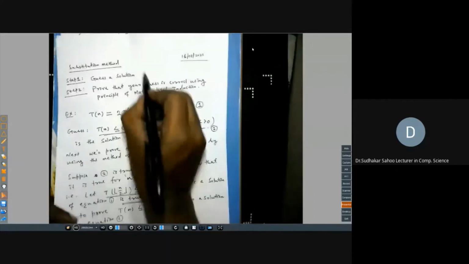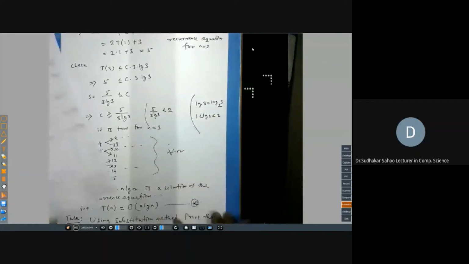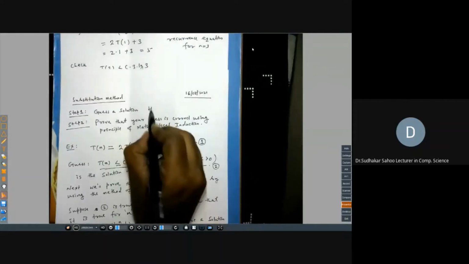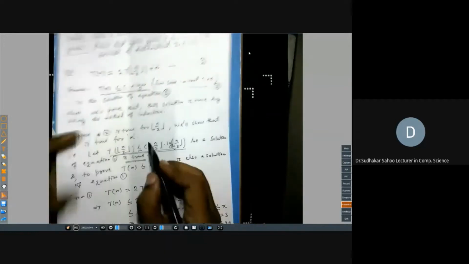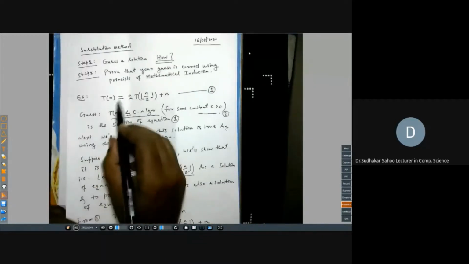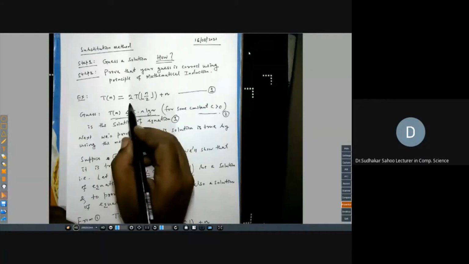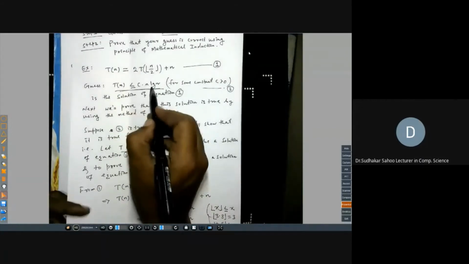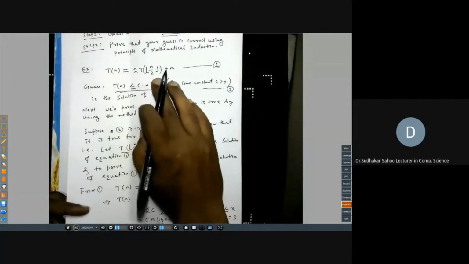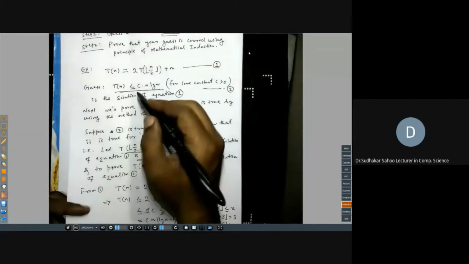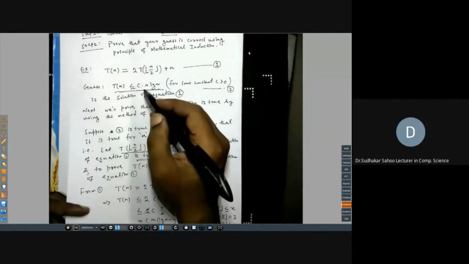How to guess? This is the next question: how to guess. Suppose you guess that your solution is T(n) = O(n). Then you try to prove it by finding a C, such that T(n) is less than or equal to C times n. Then try to prove whether it is valid or not. If you can find it, then it's fine.